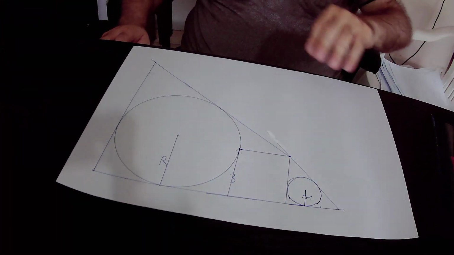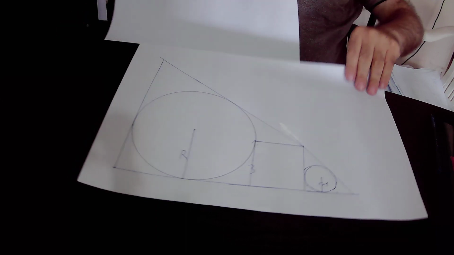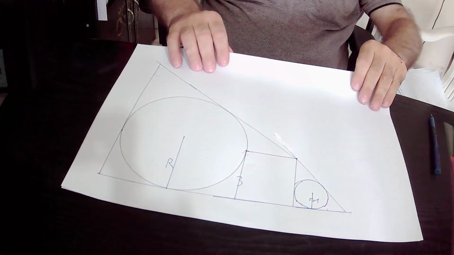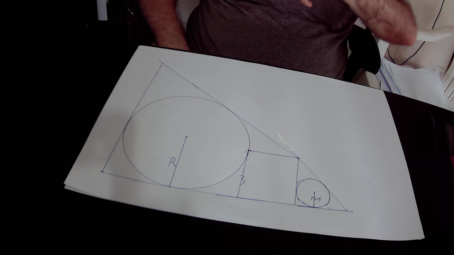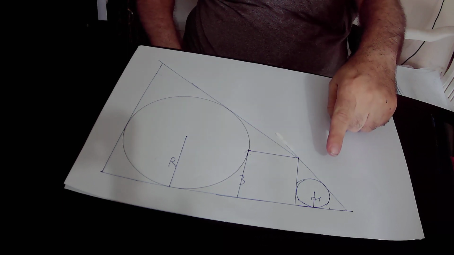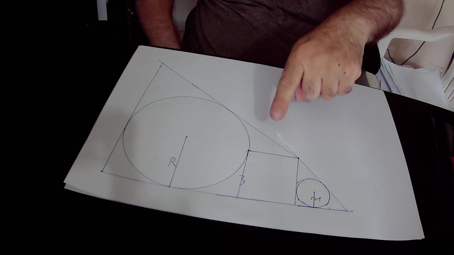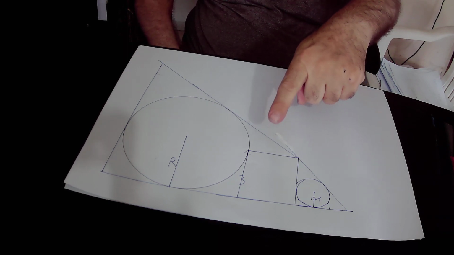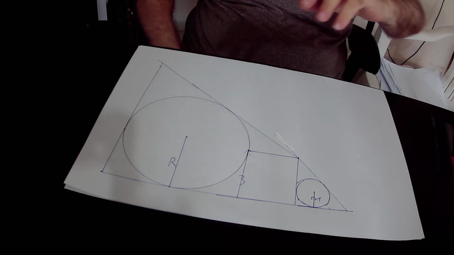Now, in this lecture, we'll find out the radius of the big circle. In the drawing, we have a big triangle. Inside the big triangle, we have two circles and one square. The radius of the small circle is equal to 1 unit. Then the side length of this square is equal to 3 units. And our mission is to find out the radius of this big circle.